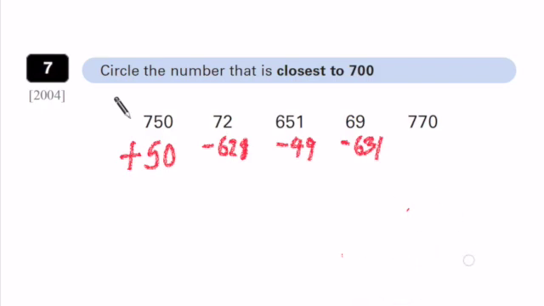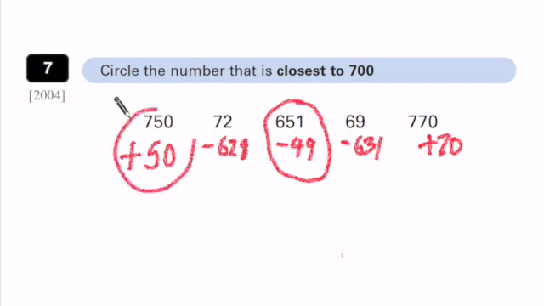And then this one, 770, so it's plus 70. So I'm looking for the smallest amount. I think it's this one, look, 49. So this one is 50 more, and this is 49 less. So it's actually, I shouldn't have circled that, should I? It's this one, okay? See how helpful it is to put either plus or minus underneath.